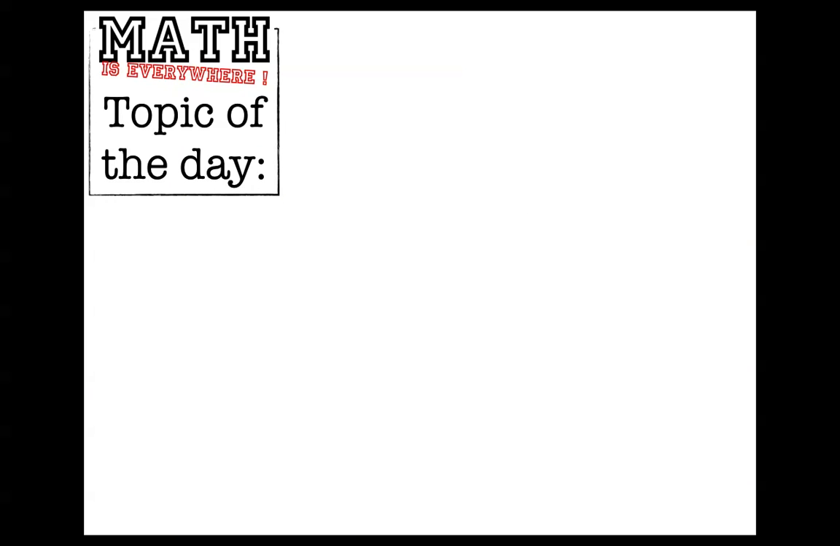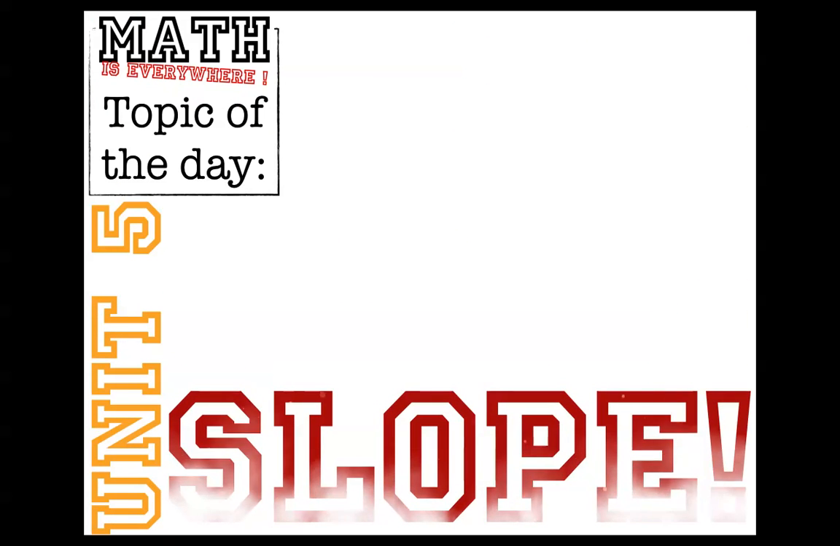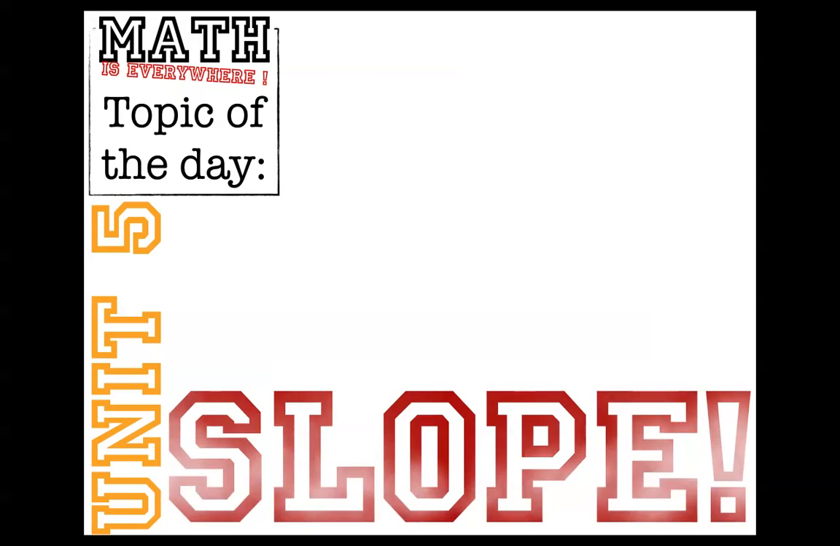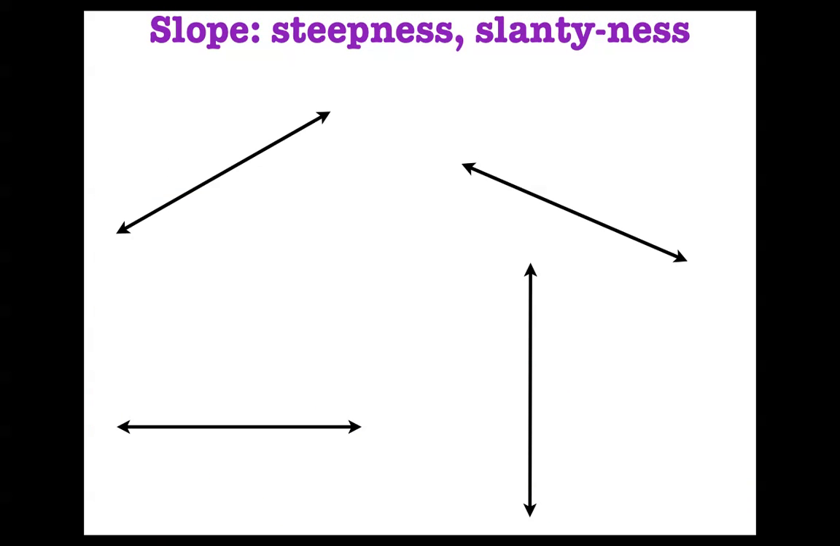Okay, today's topic in Unit 5 is slope. We're going to talk about what slope is and how to find it. The basic thing you need to know about slope is that it tells you about the steepness or the slantiness of a line. That's kind of a slang way to say it. I'll give you the official definition of slope in a minute.